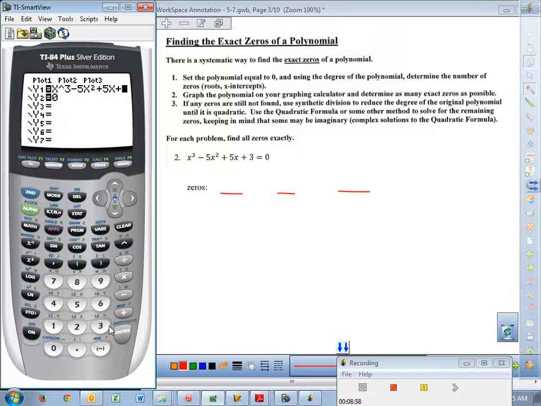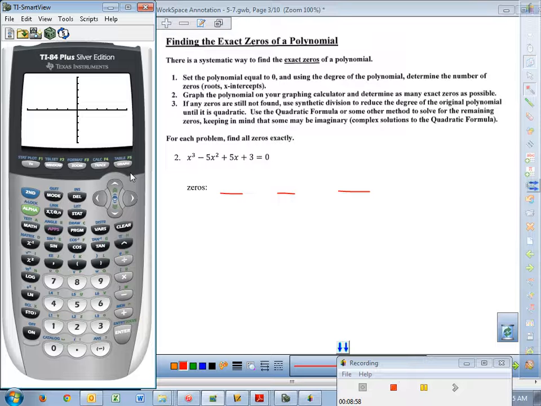Double check that you got her punched in right. Awesome. I'm just going to hit graph because I got 5s all around. There's supposed to be 3 zeros. How many do you see? 3. That means they're all real numbers. Okay? They're all real numbers. None of them are imaginary.